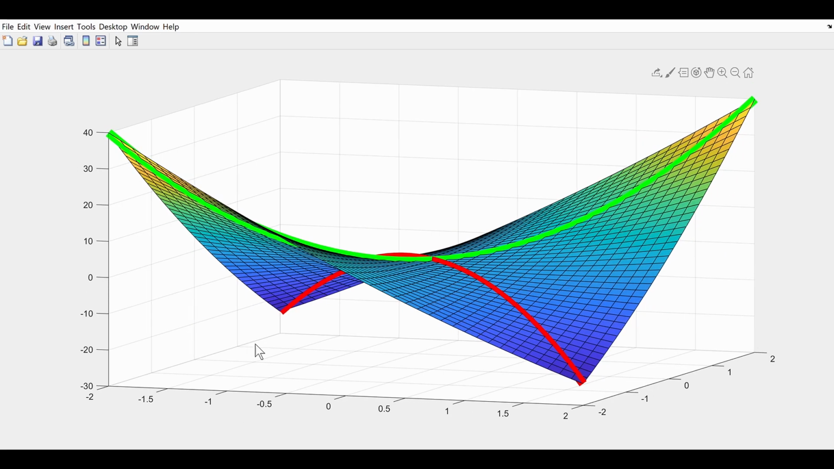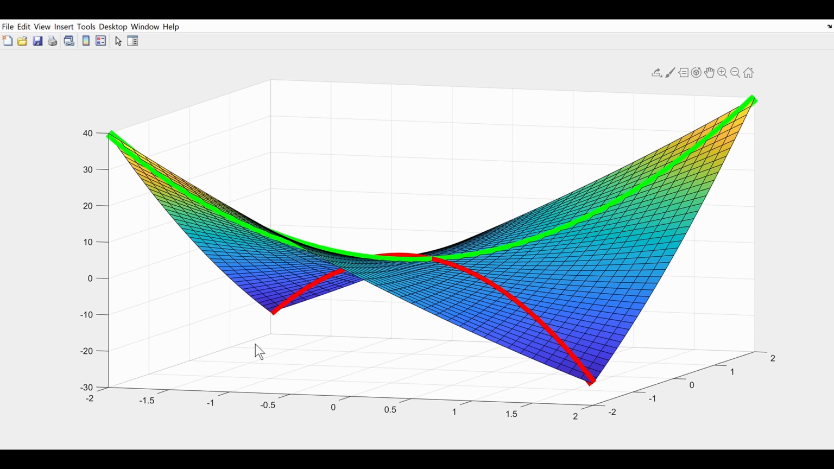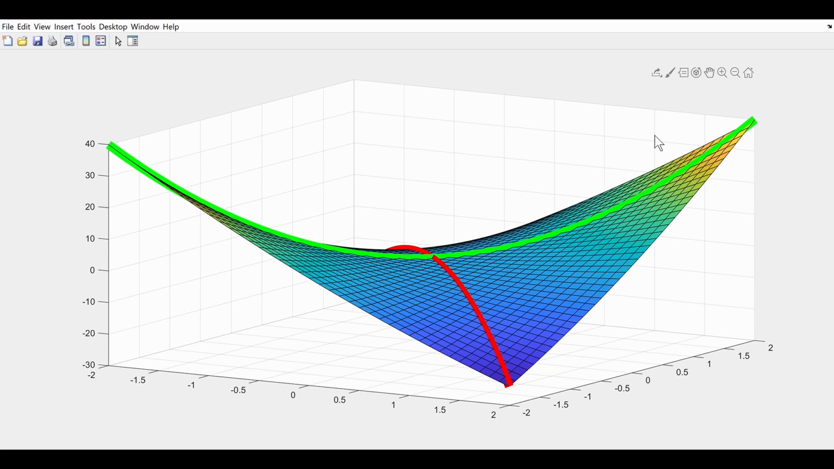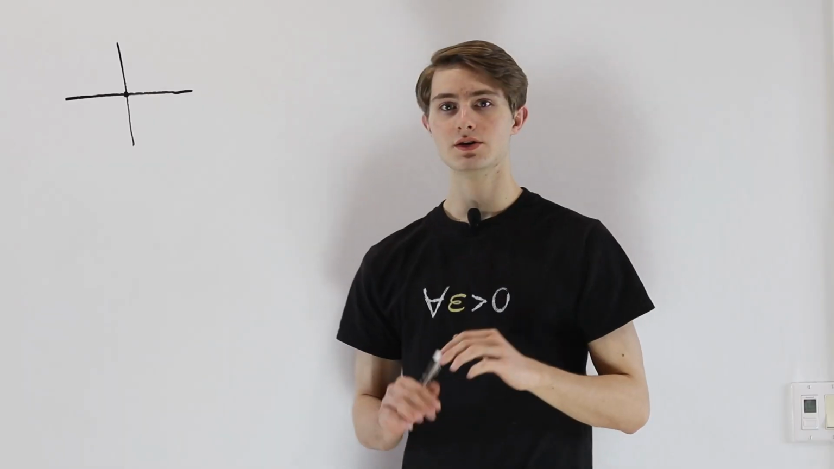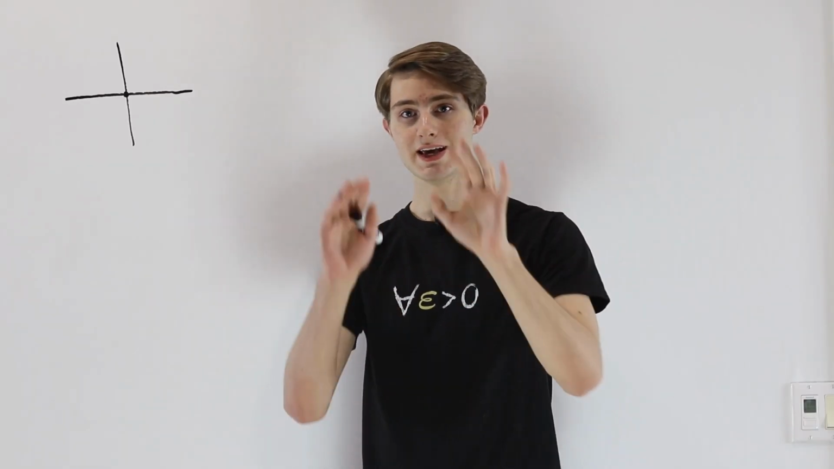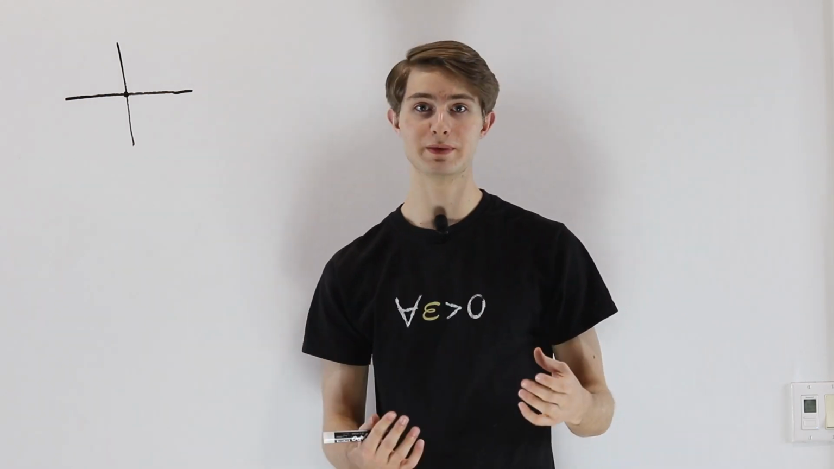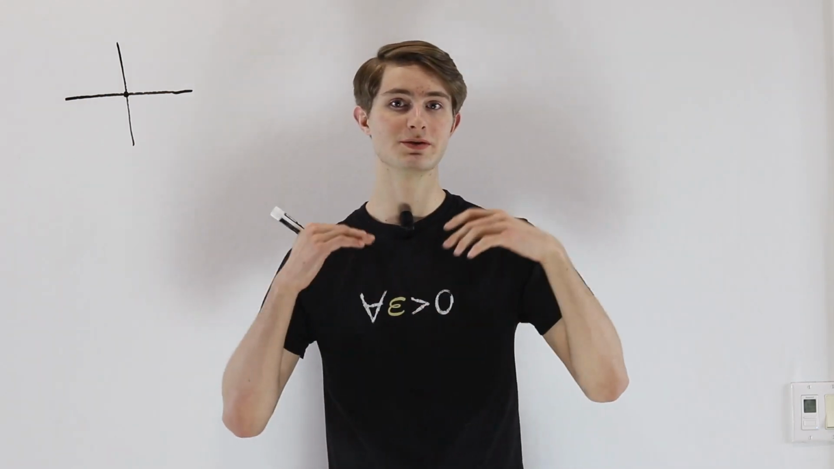Because both of those are valid ways to move along our surface, we call this a saddle point. It's not a minimum because this red curve shows that we can get smaller, and it's not a maximum because this green curve shows that we can get bigger. But it's still a critical point, it's just a saddle point. So what we want to do now is take a critical value of a function and determine whether it's a local minimum, a local maximum, or a saddle point. We want some kind of test that allows us to figure that out.